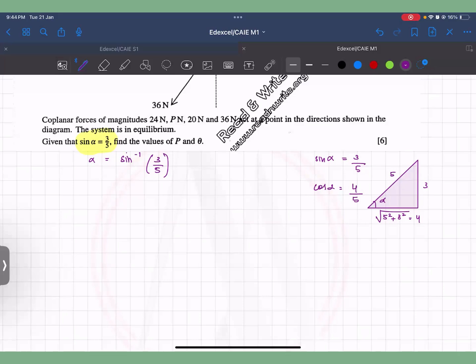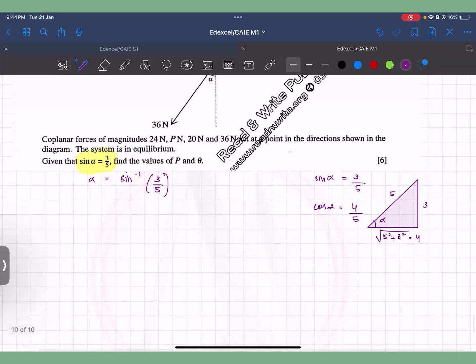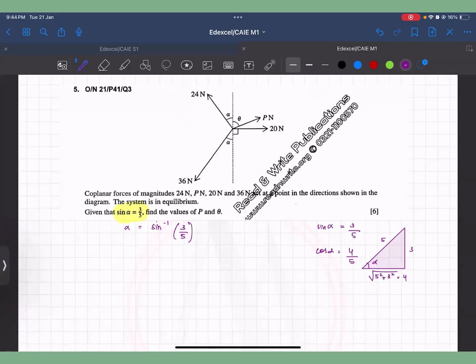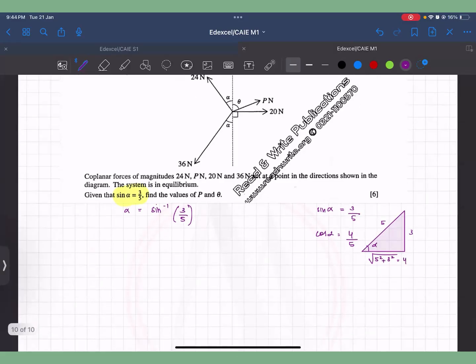So now if I find cos alpha, that would be equal to 4 upon 5. So instead of using alpha as the angle, where you would have to take a rounded off value, you now take the exact values. Now you break it down the usual way, the very same way. You break down the horizontal and the vertical component.